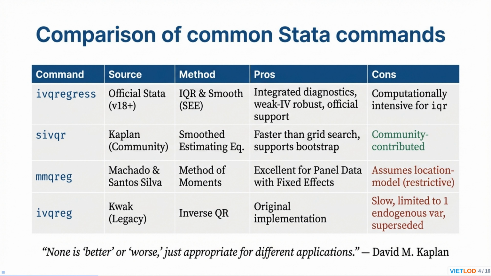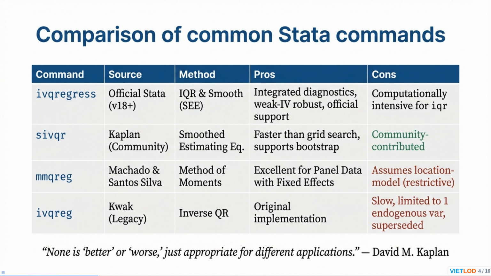This table provides a comparison of the most common Stata commands for instrumental variables quantile regression. The official IVQregress command in Stata v18+ is the current standard, offering robust diagnostics and weak IV support, though it's computationally heavy. For speed, the community-contributed SQIVR is a strong alternative. mmqreg is specialized for panel data with fixed effects, while the legacy IVQreg is now largely superseded. As David M. Kaplan famously said, "None is better or worse, just appropriate for different applications."